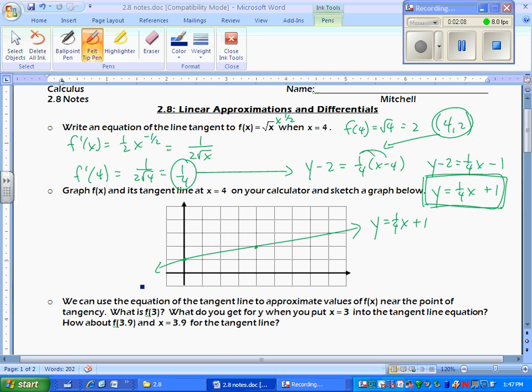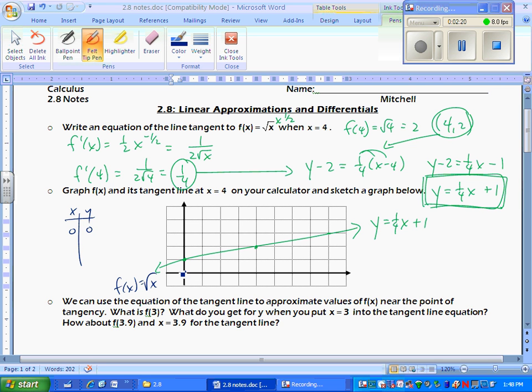And then for f of x equals square root of x, we could make a table here. If we put 0 in for x, we get 0 out for y. What's another nice number we can put in for x? It'll give us something nice. 9. Square root of 9 is 3. Anything in between 0 and 9? 1. Put 1 in there, we get 1 out. Square root of 1 is 1. And then one more, 4, right? We can take the square root of 4, and we get 2. That's our point of tangency. That's where the tangent line touches the graph.